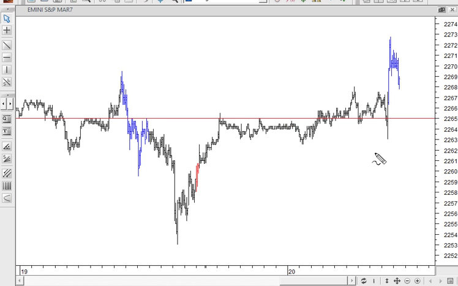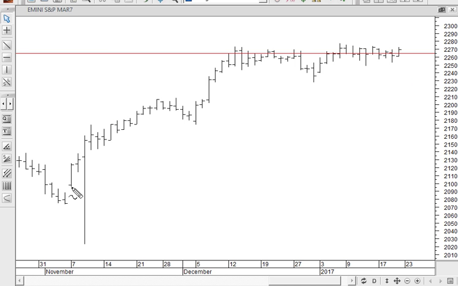Just looking here on a 5-minute bar. Here's the level 2265. Currently, we're printing above that level. Just look out on the daily. We can see the Trump rally here, and then we've gone into this period of ranging activity around that 2265 level.